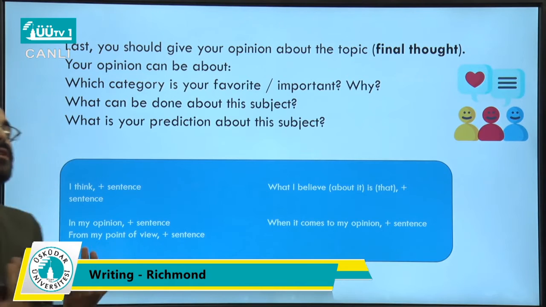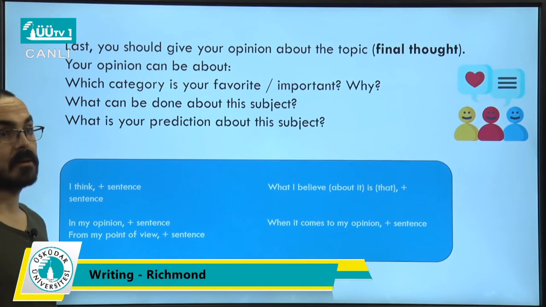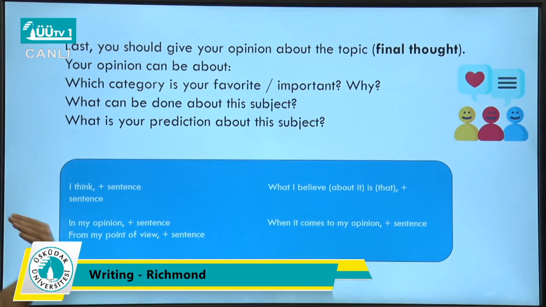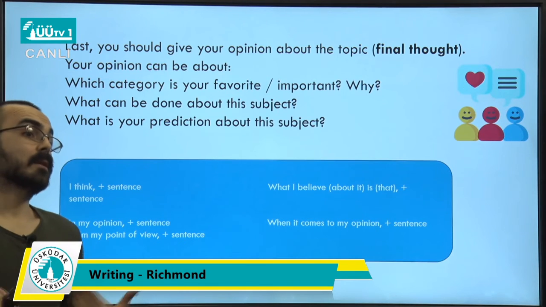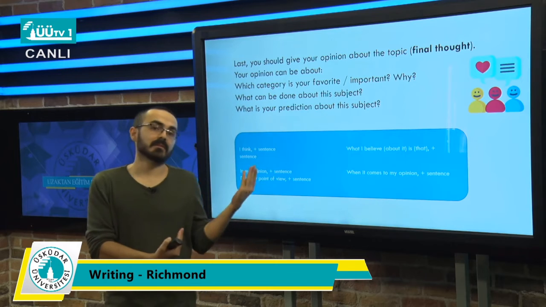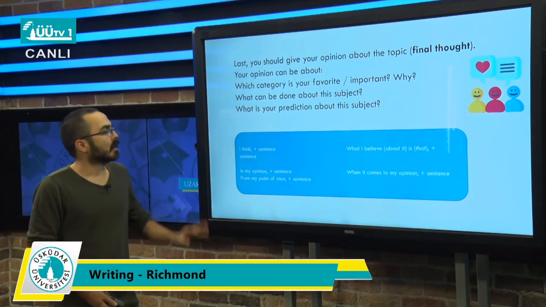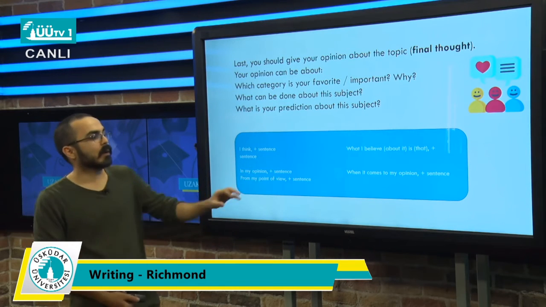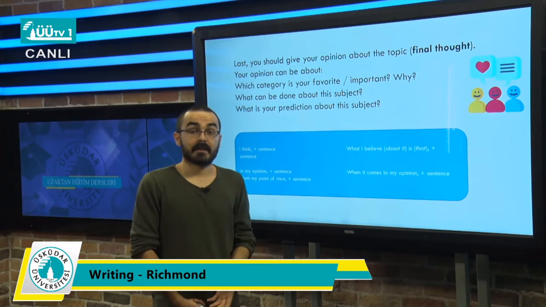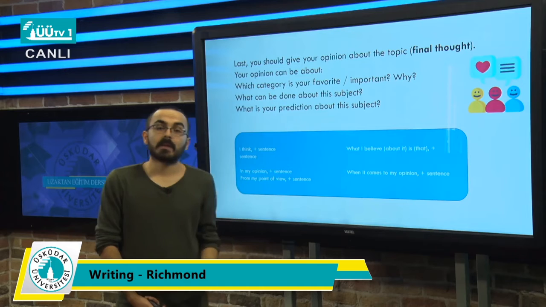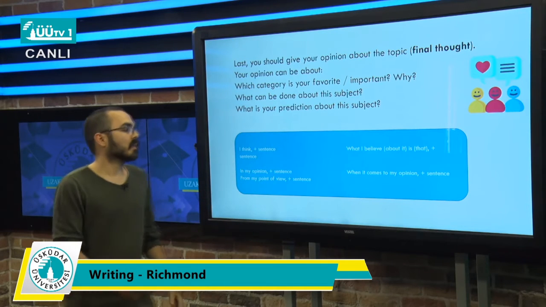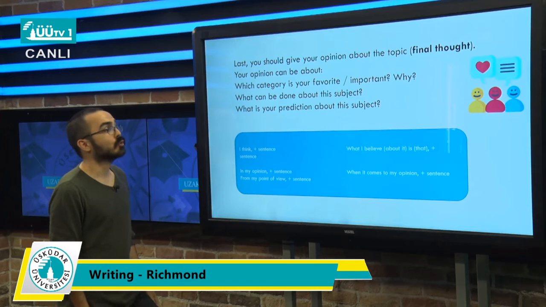This is a healthy way to finish your classification essay, right? Good. Which category is your favorite? Important to you and why, right? Good. What can be done about this subject, right? You're talking about a certain problem and you categorize that problem, and maybe you have an opinion to bring about a solution to this. You may mention this here, right? Good. What is your prediction about this subject? Also, and this is also about your opinion. So you can talk about your opinion with this vocabulary here: What I believe is that. What I believe about it. When it comes to my opinion, good. I think, in my opinion, from my point of view, these are good vocabulary to talk about.